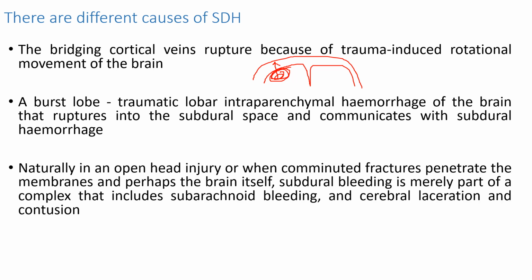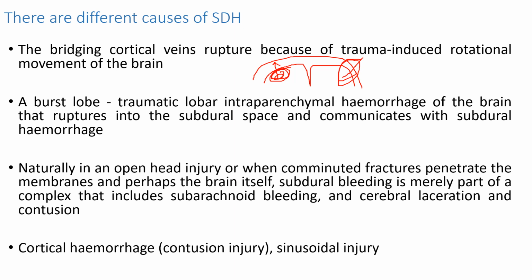And the next one is if there is an open or comminuted fracture penetrating all the way up to this, still there may be subdural hemorrhage as a part of complex injuries such as subarachnoid hemorrhage and cerebral lacerations and contusions. So this is just one of the parts of complex injuries. And the next one is if there are cortical hemorrhages or sinusoidal injury, still there may be subdural hemorrhages.